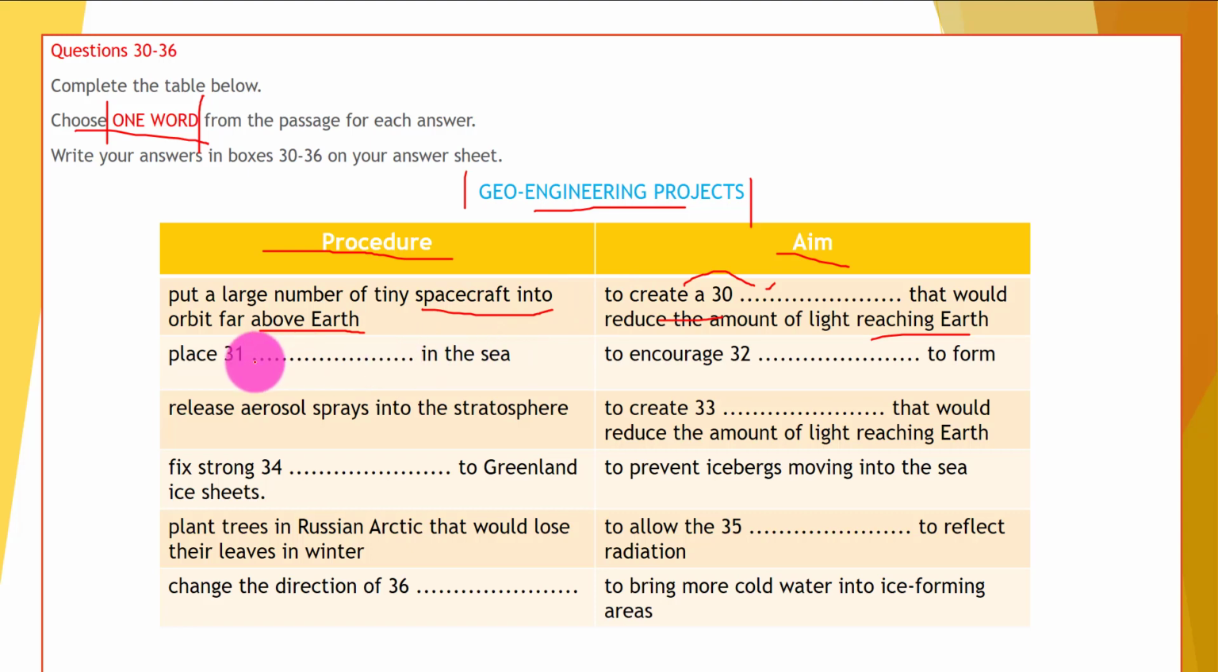Now let's go to the next set of questions. Place something in the sea. Okay, sea. We're going to look for something to place in the sea, and also in the second part, for aim, to encourage something to form. Okay, now let's go back to our passage and look for geoengineering projects.